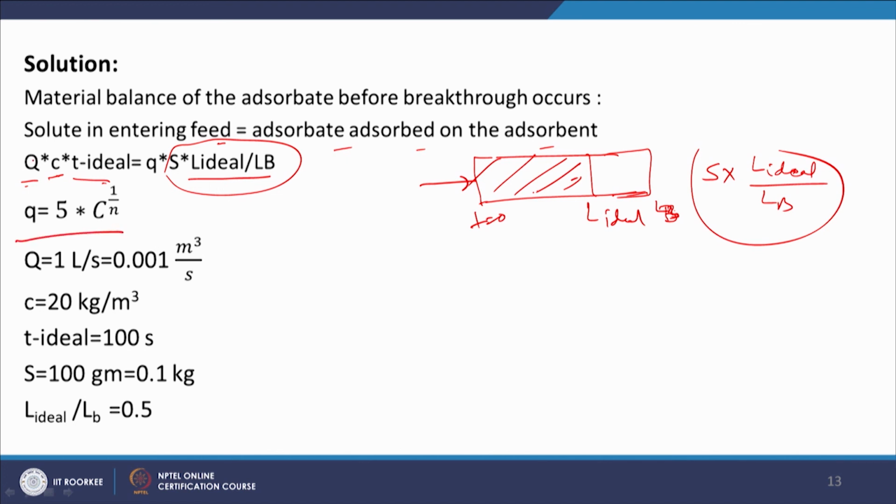In this case, Q is given as 1 liter per second, which is 0.001 meter cube per second, C equal to 20 kg per meter cube, T ideal 100 seconds, and S equal to 100 gram, that is 0.1 kg in total. The term L ideal by L b is given as 0.5. We will put all those values in this expression and get the value of n.